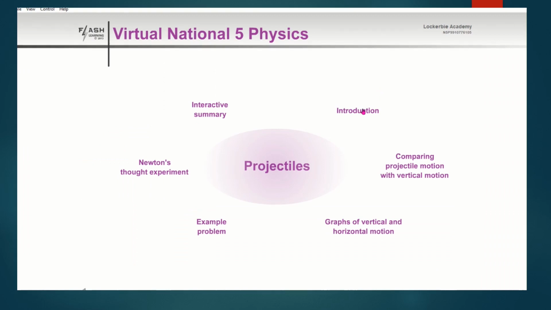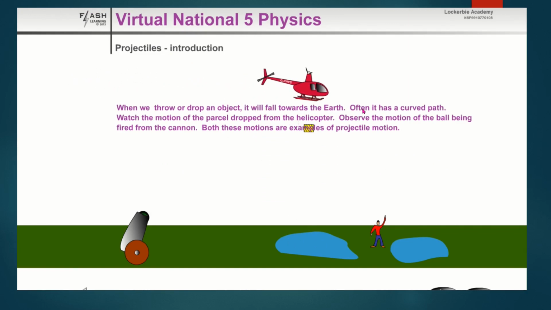Hello, introduction to projectiles. When we throw or drop an object, it will fall towards the earth. Often it has a curved path. Watch the motion of the parcel being dropped from the helicopter. Observe the motion of the ball being fired from the cannon. Both of these motions are examples of projectiles.